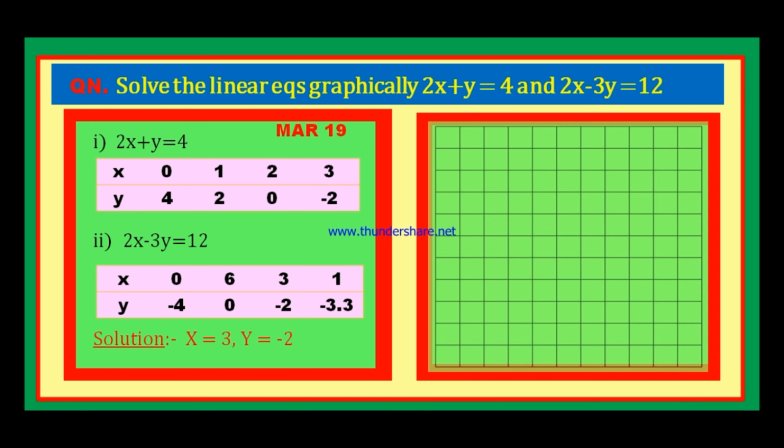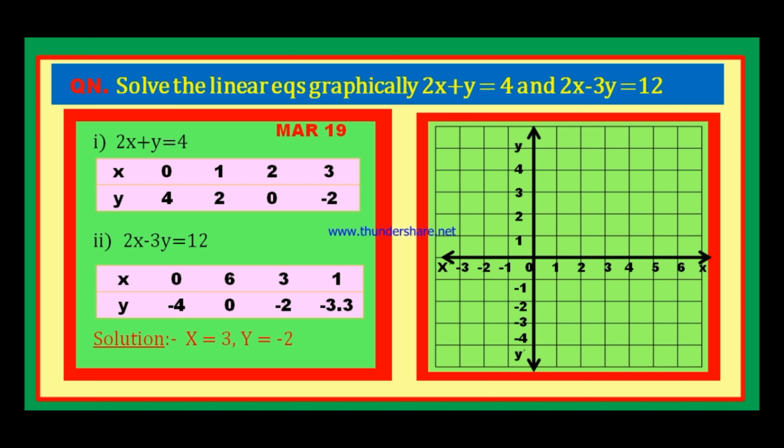Here is the graph sheet. We may draw a horizontal line of reference and name it as x-axis, and a vertical line of reference, name it as y-axis. These two axes are intersecting at the origin, and again we take the scale on x-axis as 1 centimeter is equal to 1 unit, and on y-axis 1 centimeter is equal to 1 unit. Now here the first point is (0, 4). X is 0 and y is equal to 4. That point lies on the y-axis. Here is the point. Good.